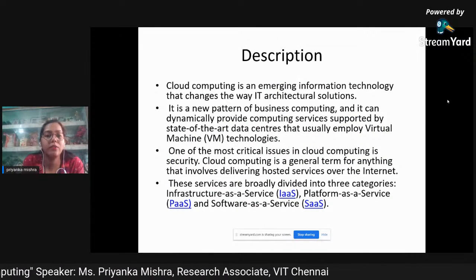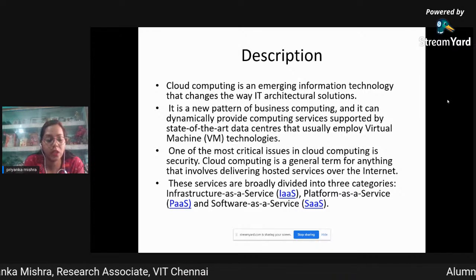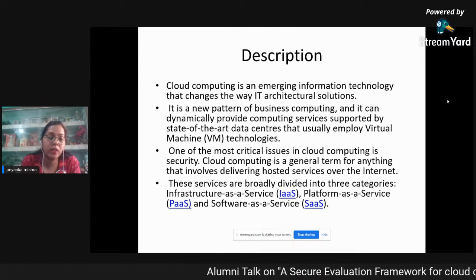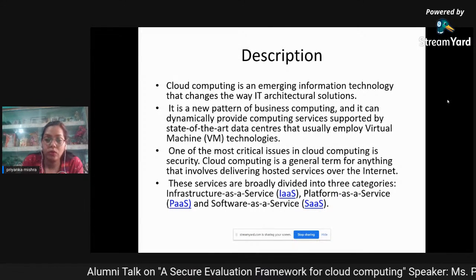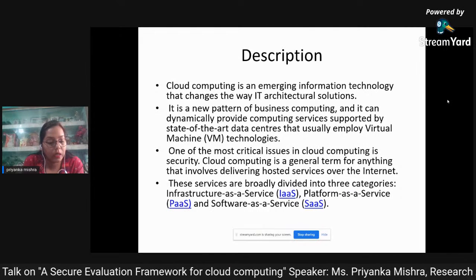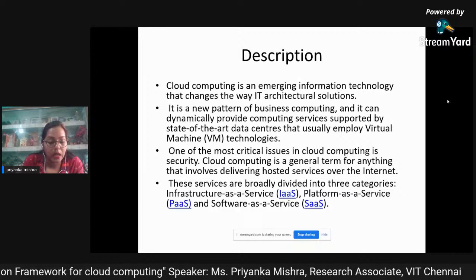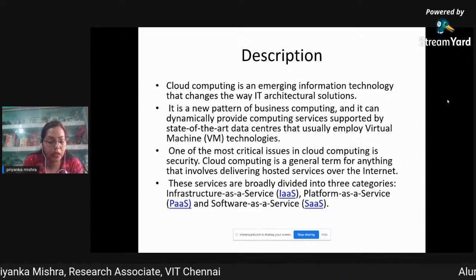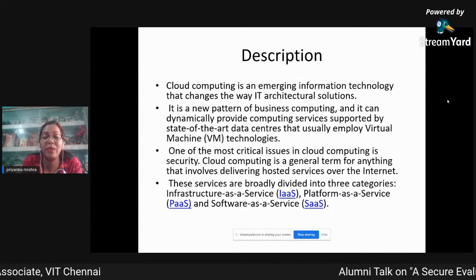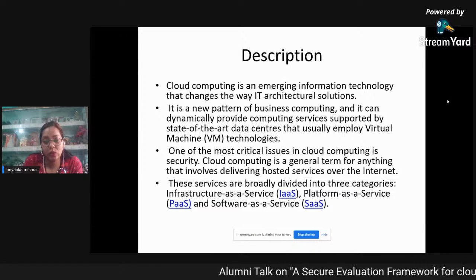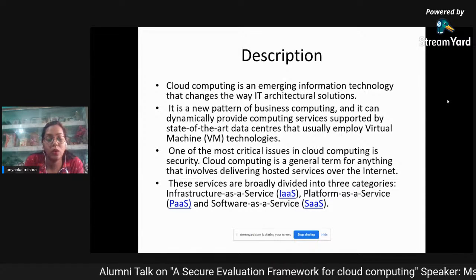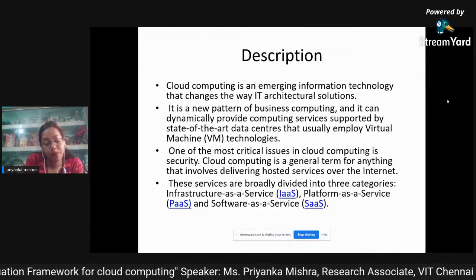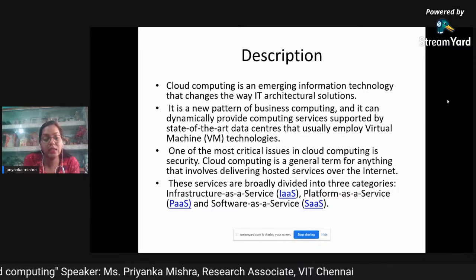Cloud computing is the emerging information technology that changes information architectural solutions. Companies provide cloud services remotely, like storing files, and we can access all the data over the internet. This means users do not need to go to a specific application or specific place to gain access; we can work with it remotely. So it increases productivity, speed, efficiency, performance, and security.